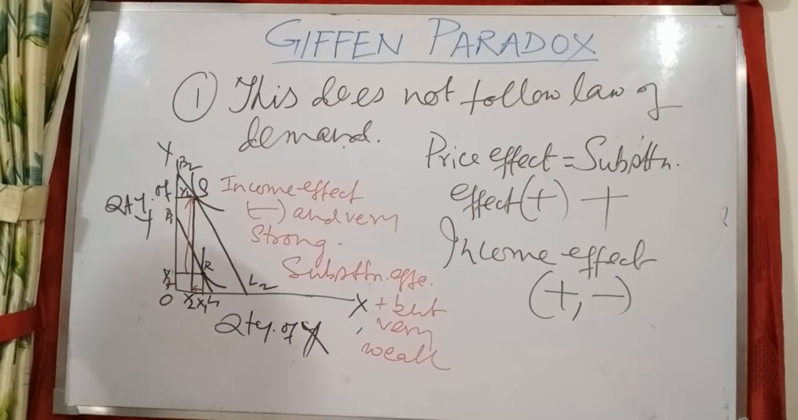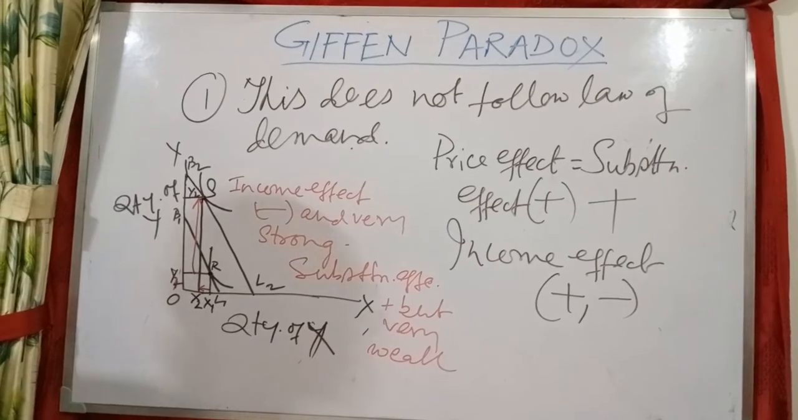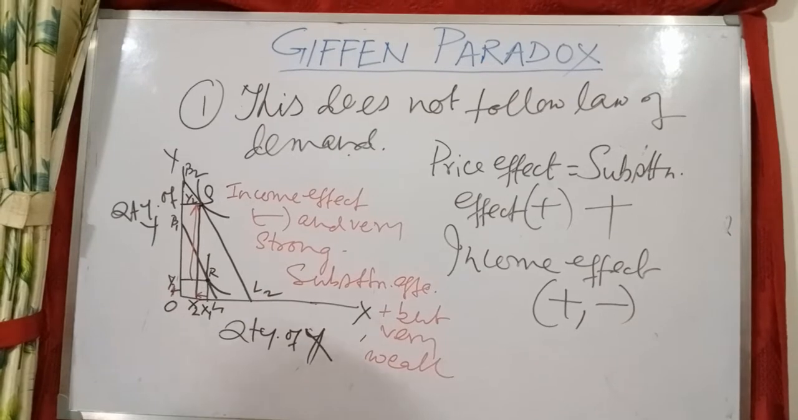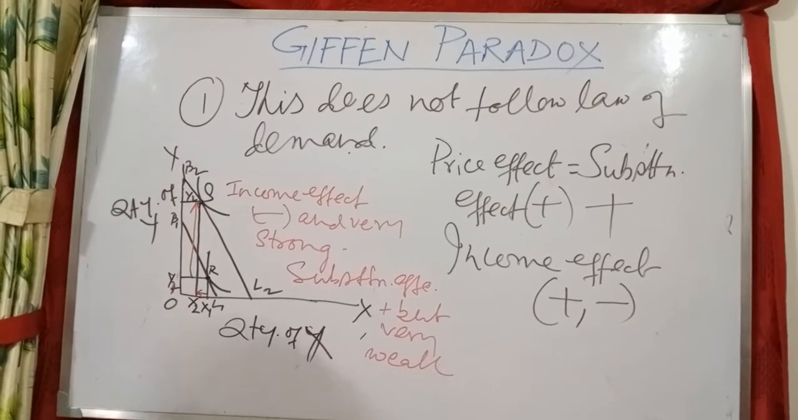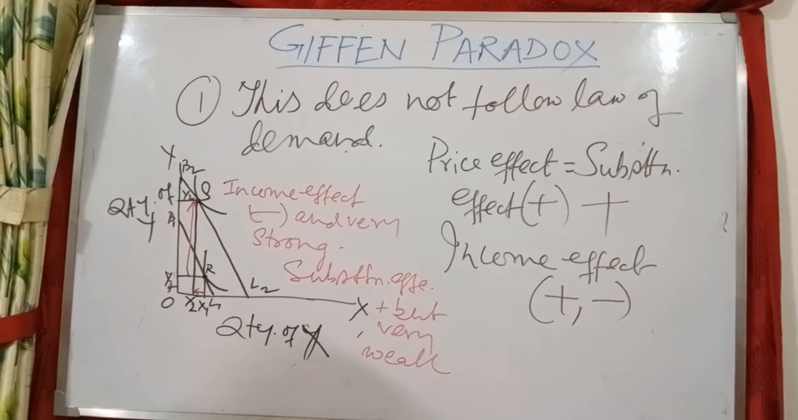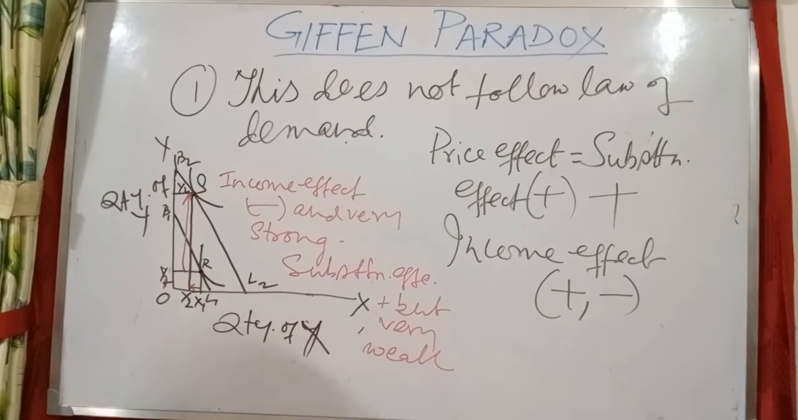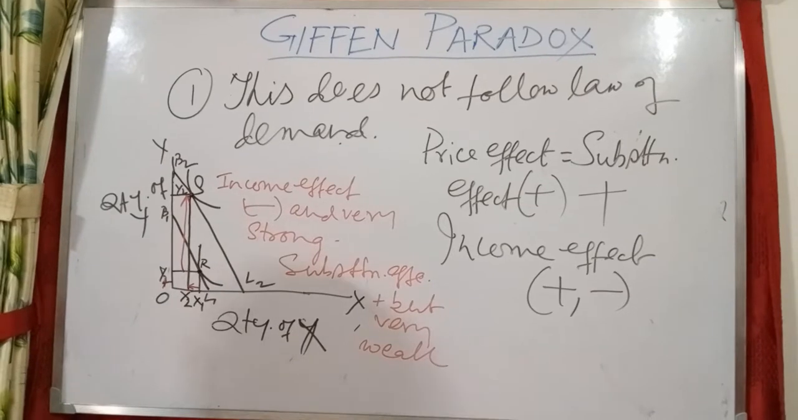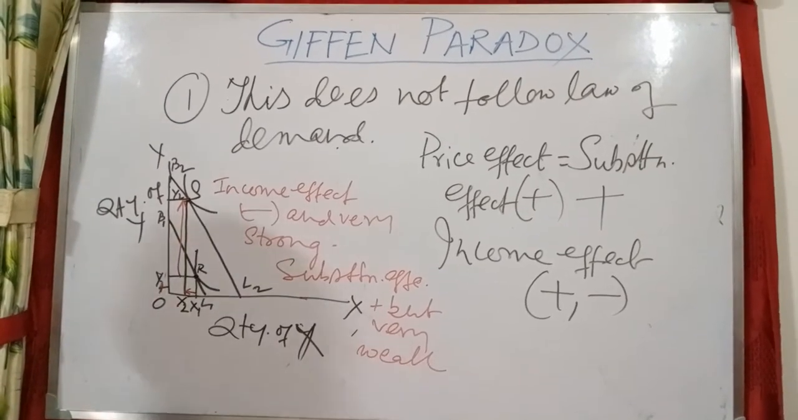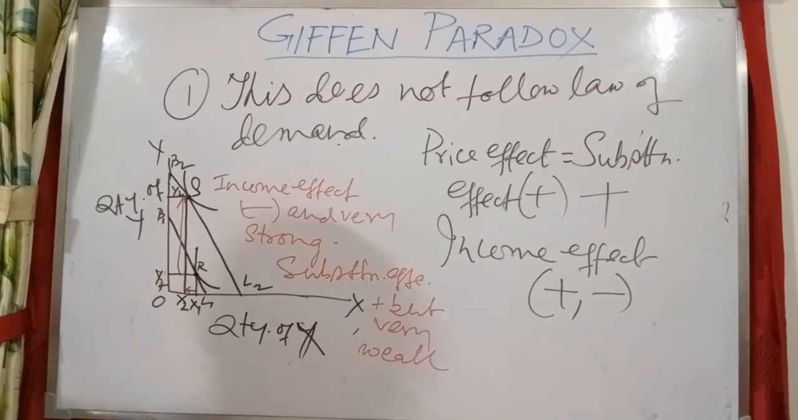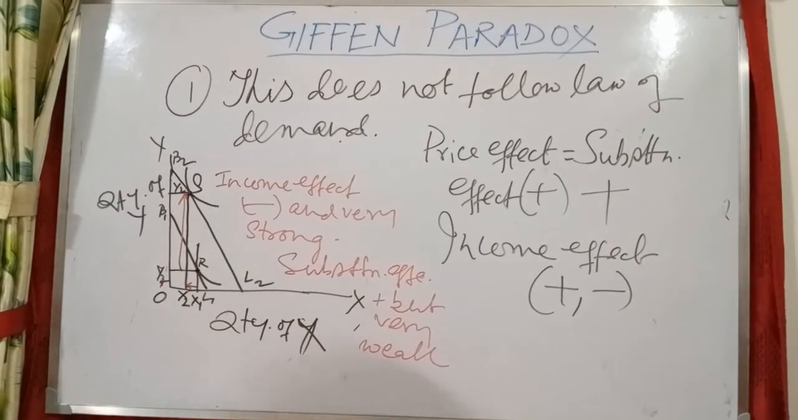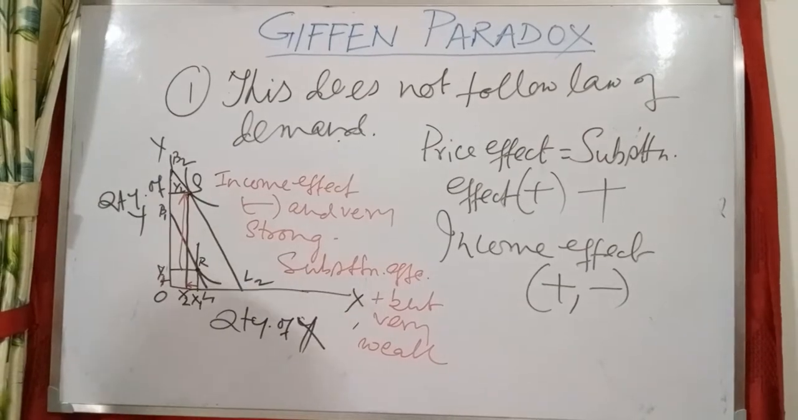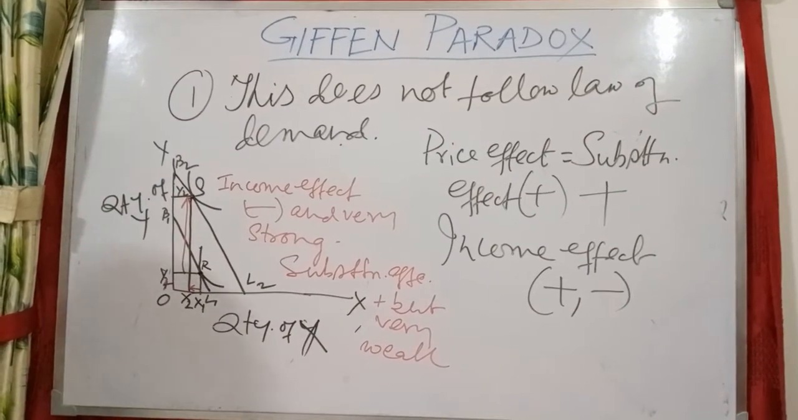So we have learned what is the Giffen Paradox, what are Giffen goods, what are the characteristics of Giffen goods, and the diagrammatic representation of changes in consumption of that Giffen good as a result of change in the price of that commodity and change in the money income of the consumer. Okay, so it is enough for today.